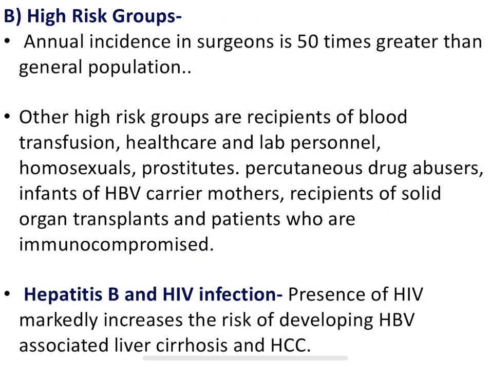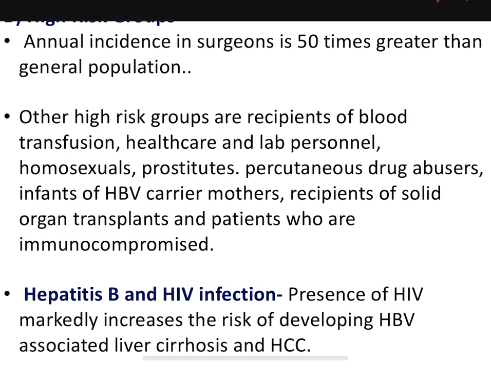Moving further to the high risk group. The mortality rate increases among the HIV positive people. So we see the high risk groups, the HIV people being more prone to HBV infections, and the annual incidence is also seen in the surgeons, which is 50 times greater than the general population. The other high risk groups are the recipients of blood transfusion, healthcare and lab personnel, homosexuals, prostitutes, percutaneous drug abusers, and the infants of HBV carrier mothers, recipients of solid organ transplants, and the patients who are immunocompromised.